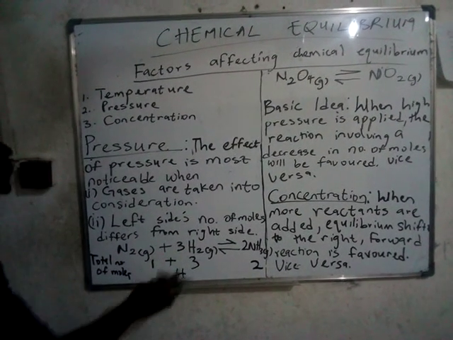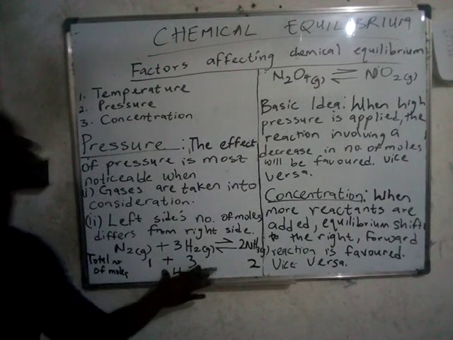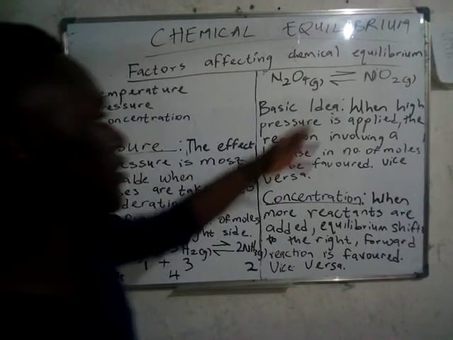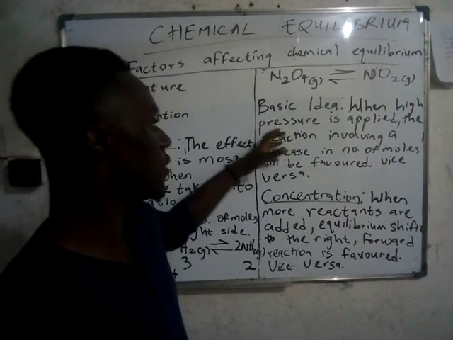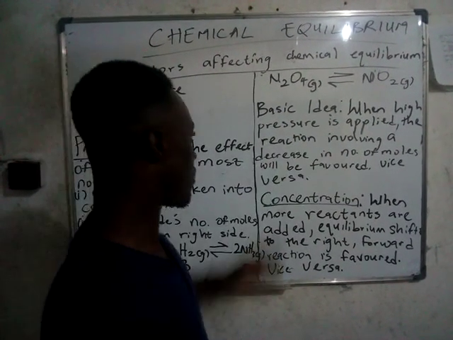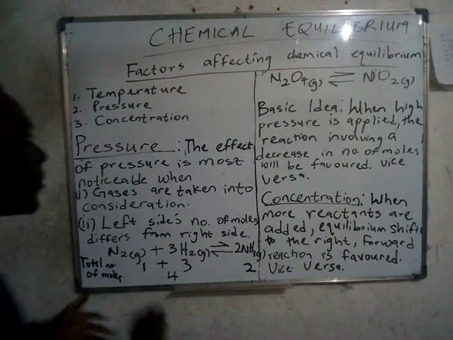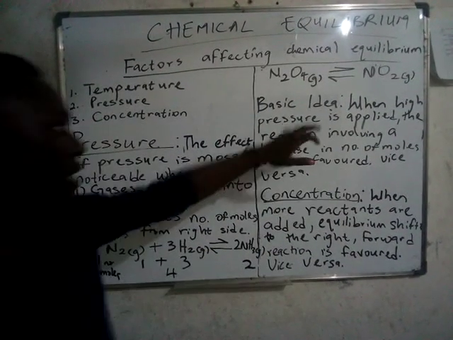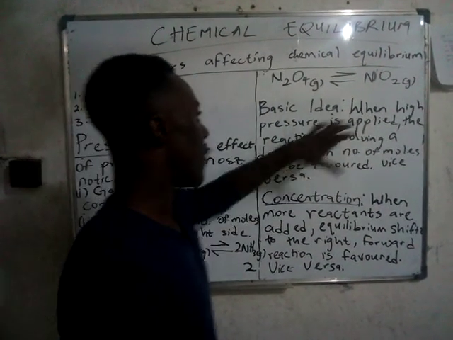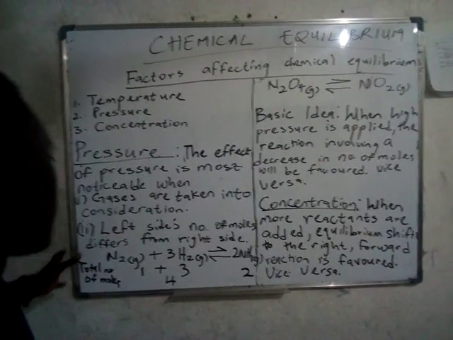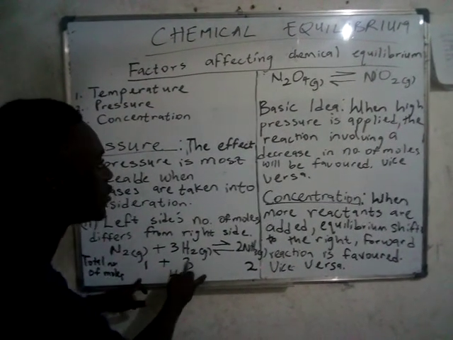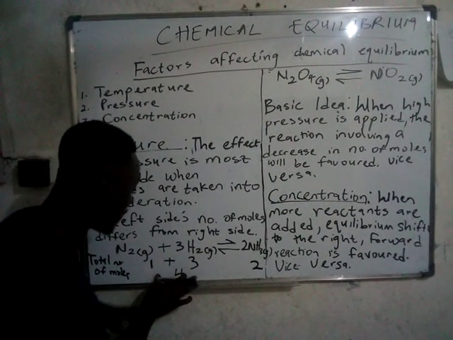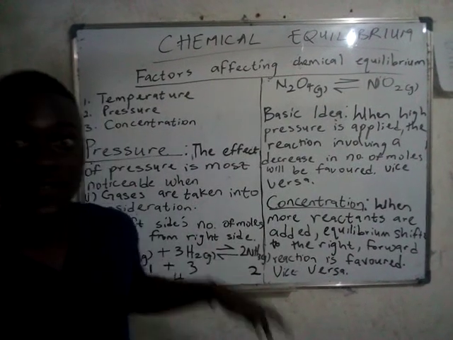Now we're going to see how pressure affects this from the basic idea we have written here. From the basic idea, we see that when high pressure is applied, the reaction involving a decrease in number of moles will be favored, and vice versa. What this idea is all about is that when you apply a high pressure on this reaction, which involves a decrease in the number of moles, from the reactants you have 4 moles, but for the products here you have 2 moles.